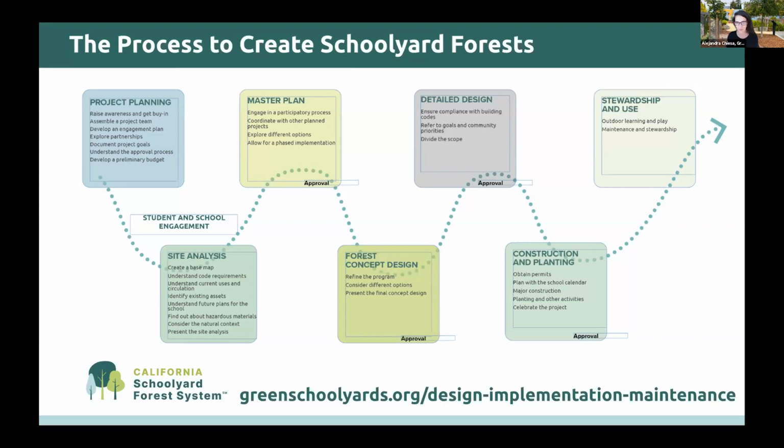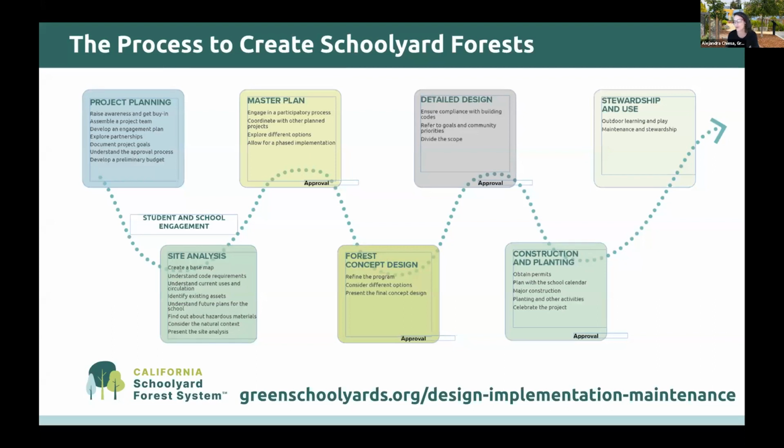It includes detailed drawings of trees, irrigation, layout, and seating. And when you're in detailed design, it's very important to look back and always have in mind the project goals and community priorities that were set through the process. It's also important to think about what elements need to be done by a contractor versus facilities versus volunteers and students, so dividing that scope.